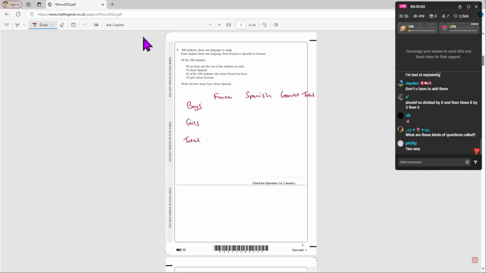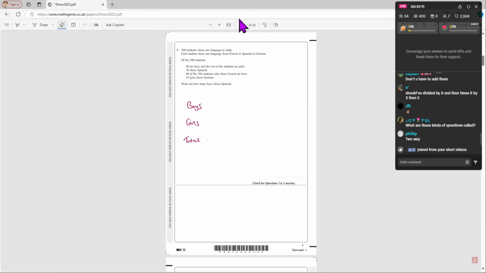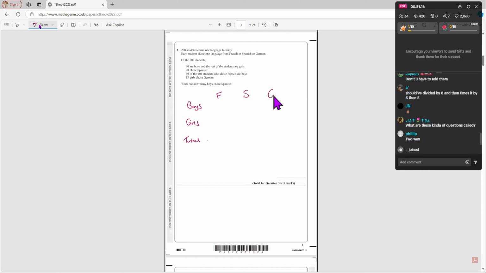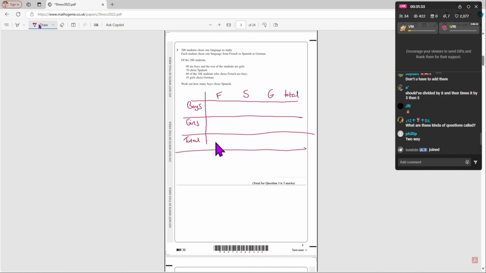So now, once you have done that, I think it doesn't fit on my page, so I'm going to have to just write the initials. So it's going to be F for French, S for Spanish, G for German, and then the total, okay? And when you're doing it, write French, Spanish, and German, or you can write whatever. This is a working out, so it doesn't have to be perfect. So then we draw our lines like that. It's going to be our total one. And then like that. So that is our nice two-way table.